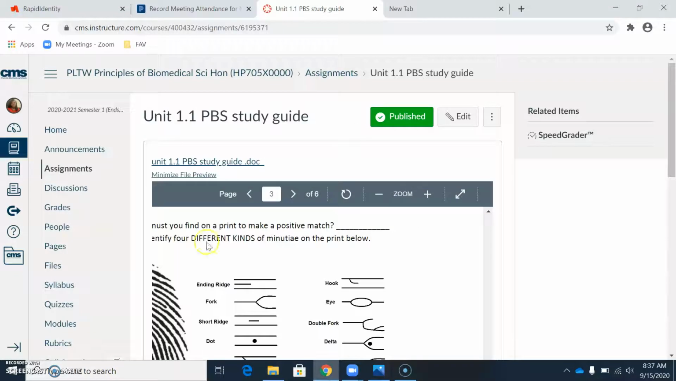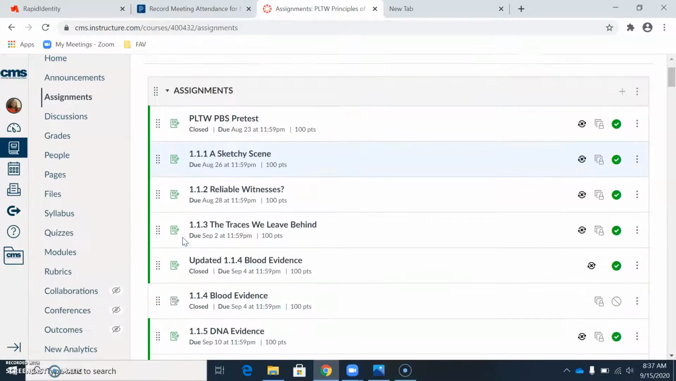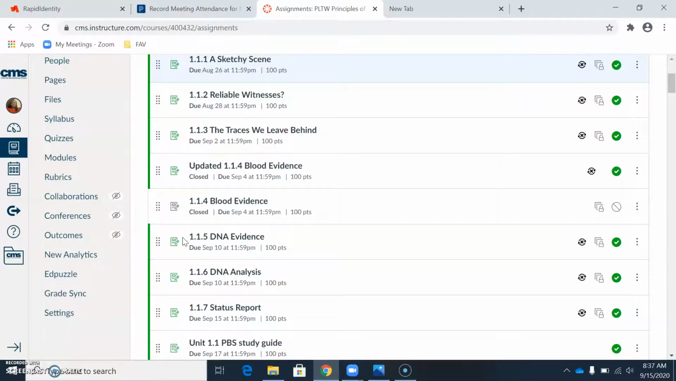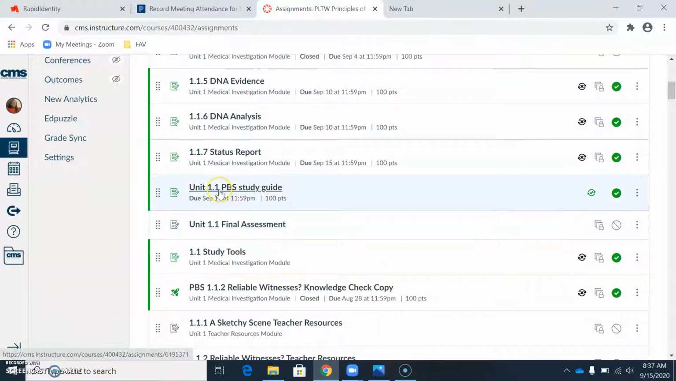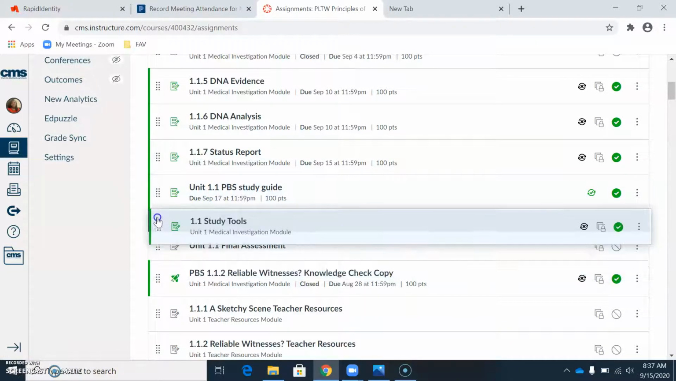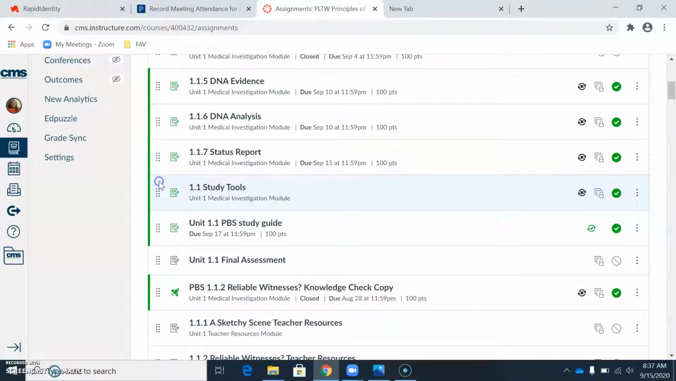I also put up your review materials. So if you go into assignments, and of course your assignments won't look exactly like mine because you don't have all of the stuff. But it says Unit 1.1 PBS Study Guide, and you also have 1.1 Study Tools. So we'll look at the study tools first.